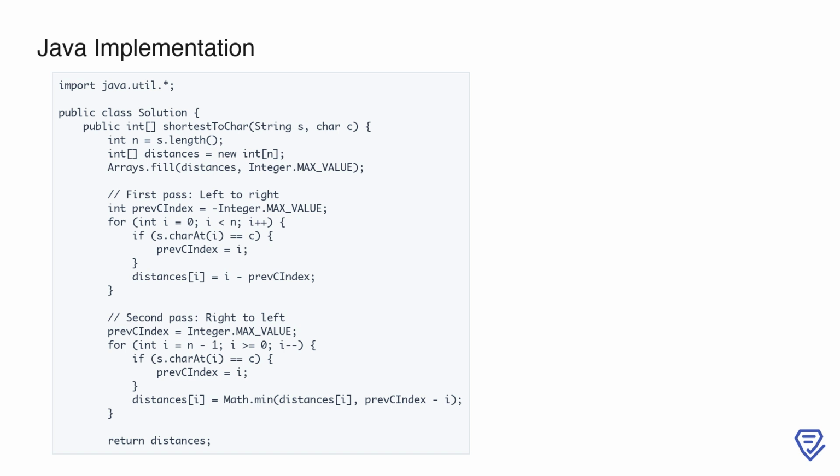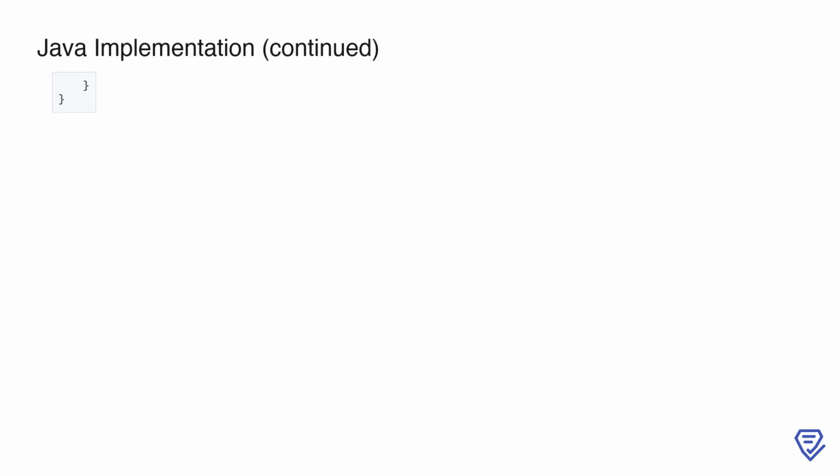Next, we perform the first pass through the string, moving from left to right. We keep track of the most recent index where the target character C was encountered using a variable called prevCindex, which is initially set to a very large negative value to handle cases where C hasn't been encountered yet. As we iterate through the string, whenever we find the target character, we update prevCindex to the current index. For every character, we calculate its distance from prevCindex and store it in the distances array. This ensures that the array reflects the shortest distance to C when looking only at characters to the left or at the current position.